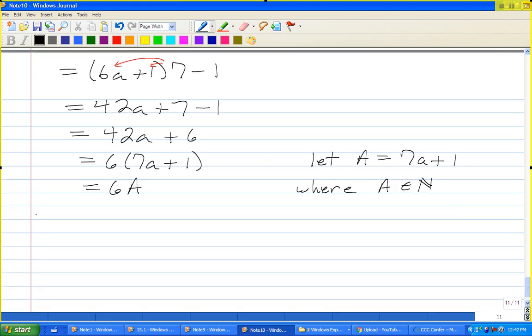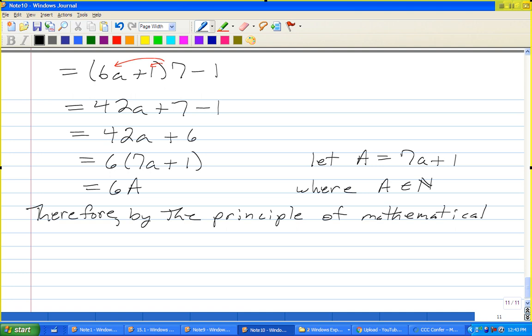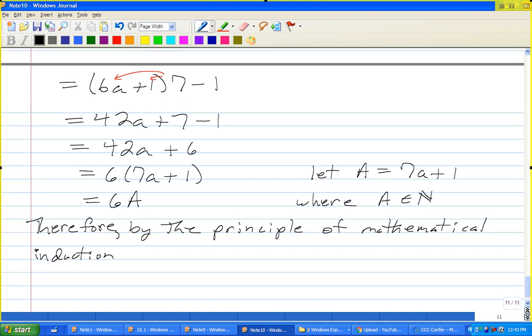So therefore, by the principle of mathematical induction, 7^n minus 1 is divisible by 6 for all natural numbers n.